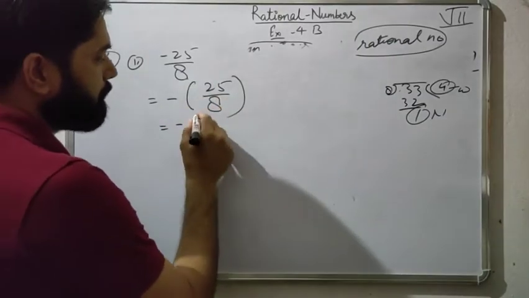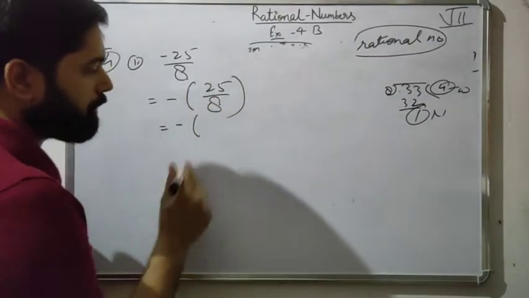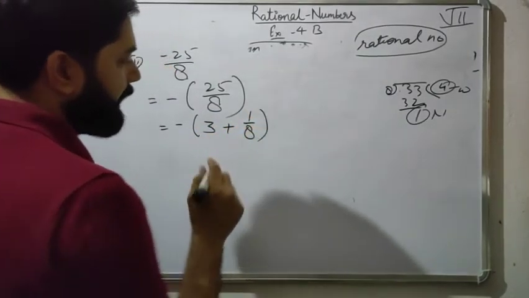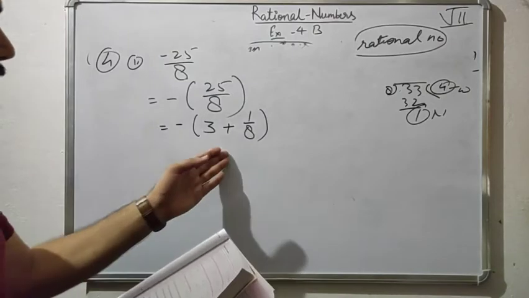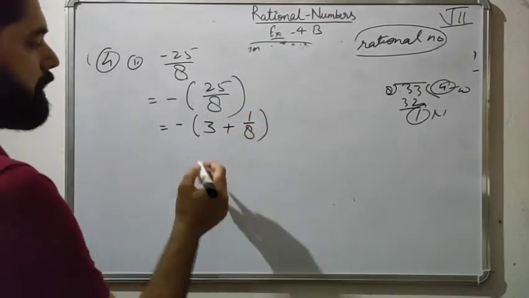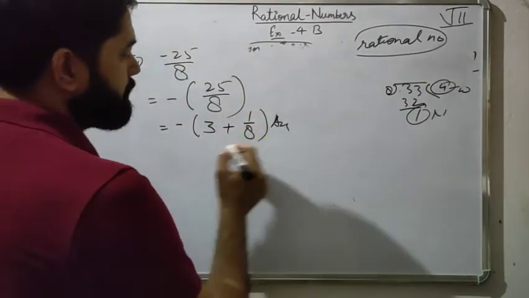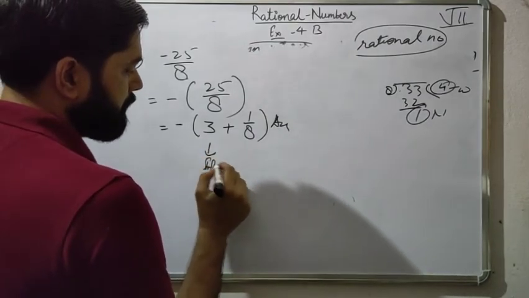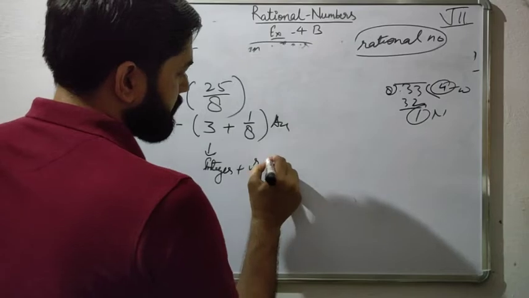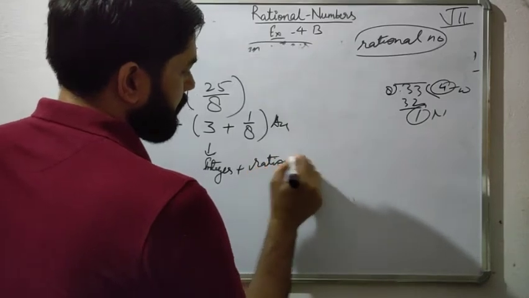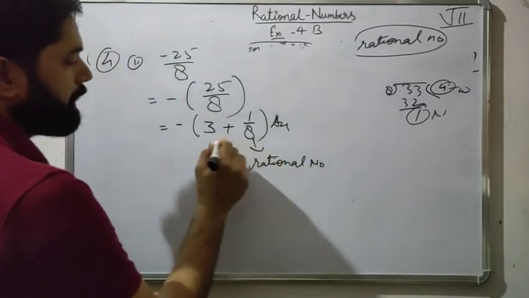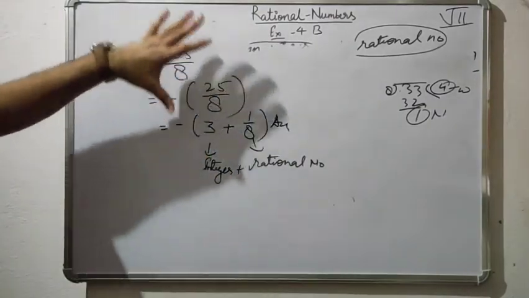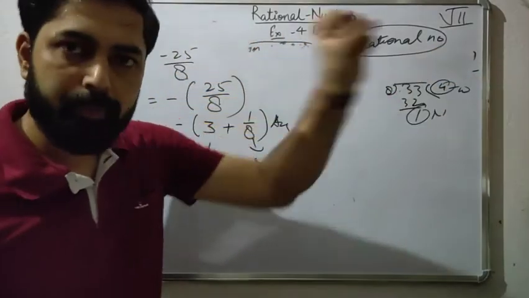And when we convert, then we get what? 8 threes are 24. 3 plus 1 upon 8 again. Just here is a 3 and here is the same as the question. So this is the answer. This is the integer, this is a rational number. So this is the method how we can solve question number 4.